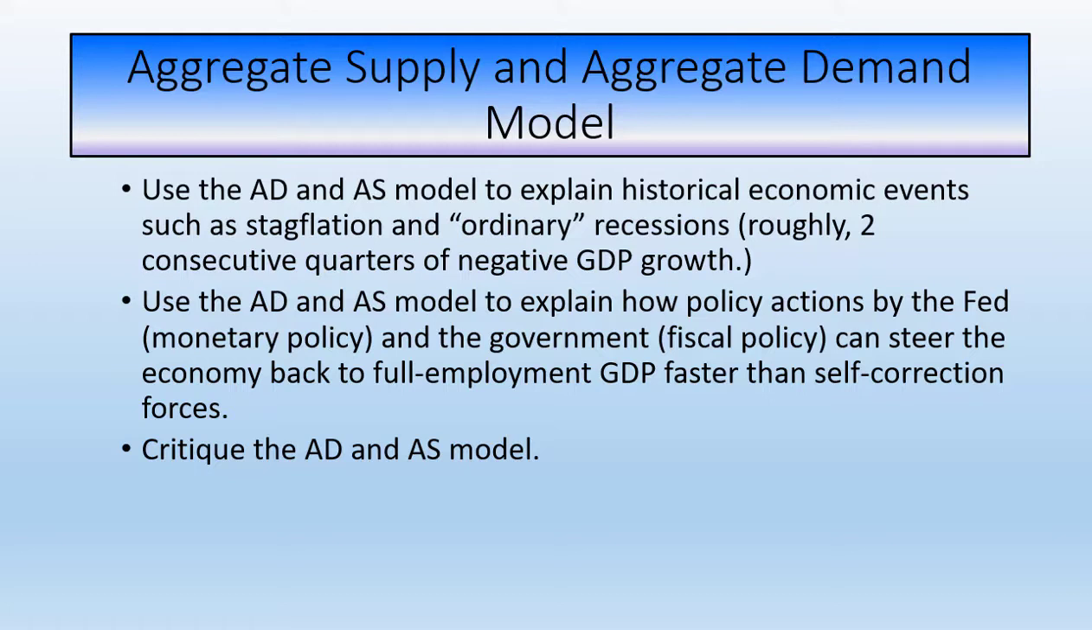We'll use the aggregate supply and aggregate demand model to explain how policy actions such as the Fed's monetary policy and the federal government's fiscal policy can steer the economy back to full employment GDP faster than the self-corrective mechanisms that are in the economy.